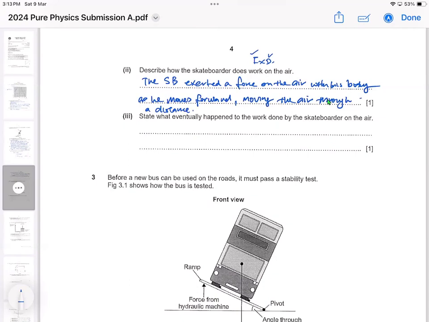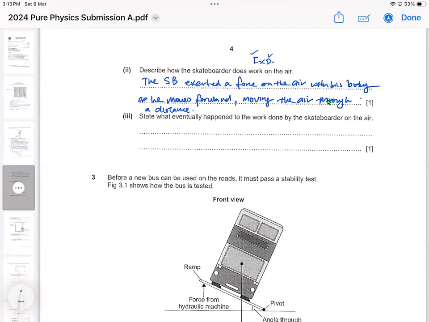One of the TYS questions talks about how the swimmer does work on the water as he swims. In the same concept, I will change this to the swimmer exerts a force on the water as his body moves forward and then moves the water through a distance. It's the same concept. So whenever we want to talk about work done through a certain material, it will be something like this, easiest to explain.